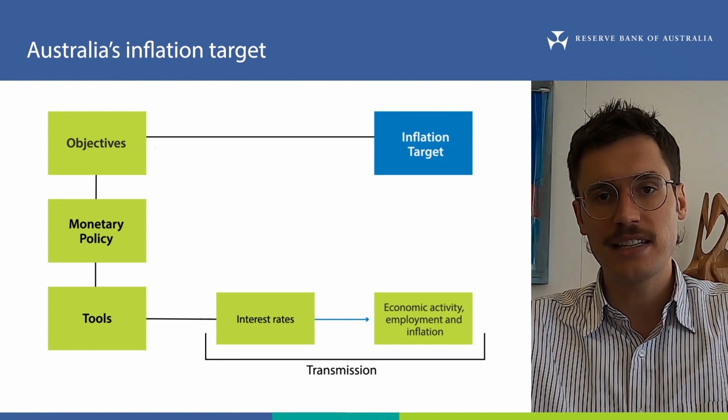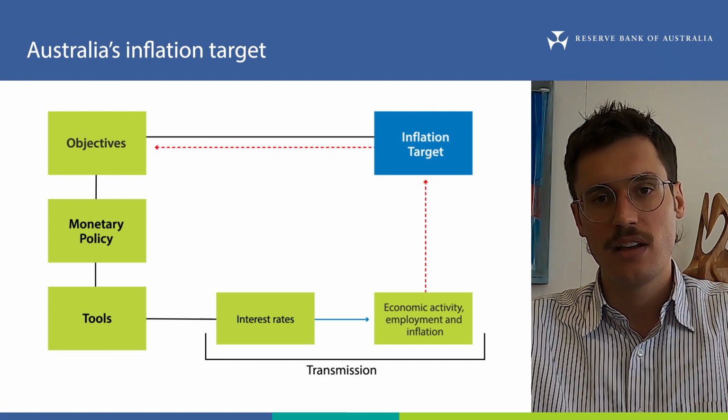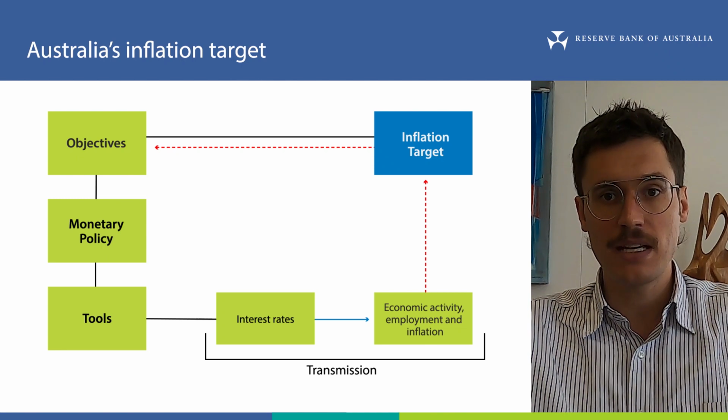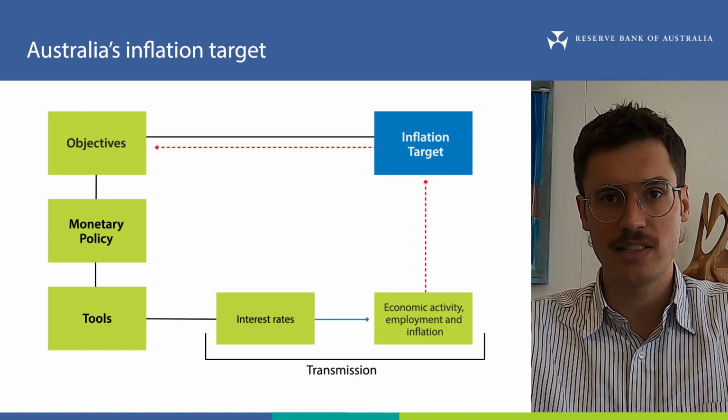The inflation target links the outcome of monetary policy to the RBA's objectives. It does this by providing a measurable goal for the Reserve Bank Board to meet when it sets monetary policy. We will discuss what the inflation target is, why the RBA targets inflation, and how the inflation target guides the monetary policy decisions of the Reserve Bank Board.